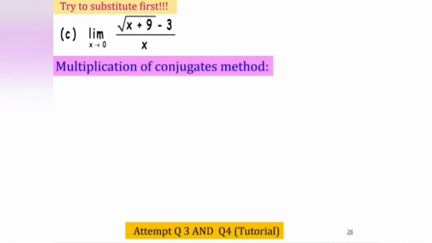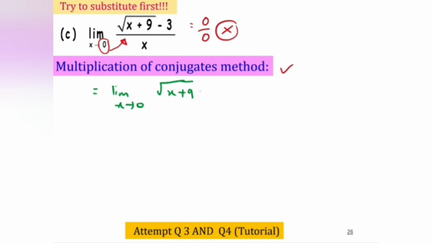Final question, find the limit of (square root of x plus 9 minus 3) over x as x approaches 0. As usual, try to substitute the value of x into the function to know what the result is. For this question, we will get 0 over 0, so we can't solve it directly. We have to use the multiplication of conjugate method. For this question, as x approaches 0, the conjugate should be (square root of x plus 9 plus 3) over (square root of x plus 9 plus 3).